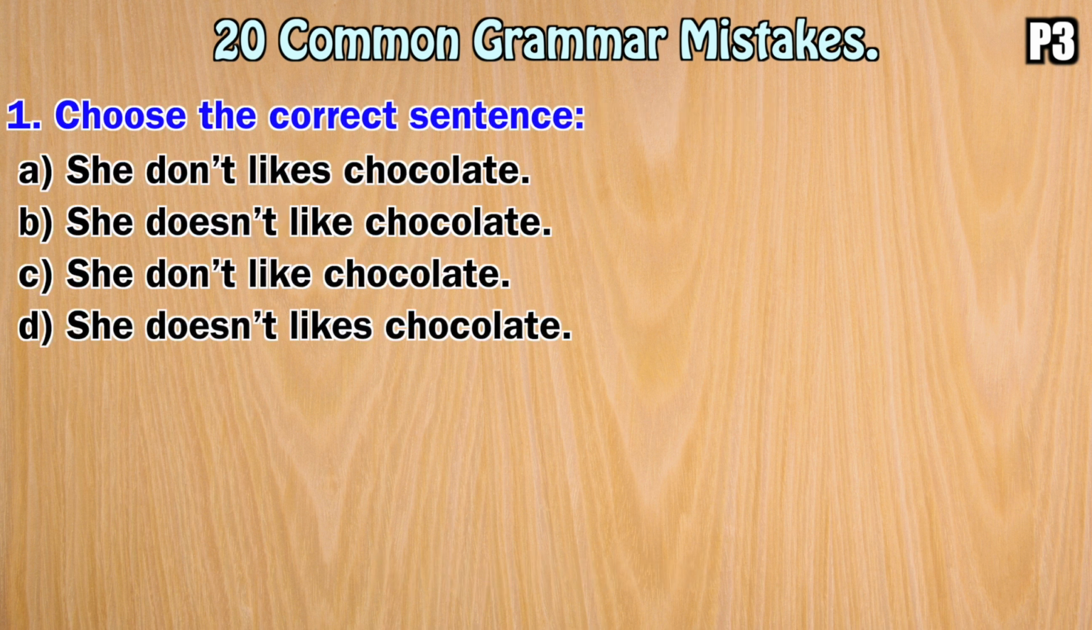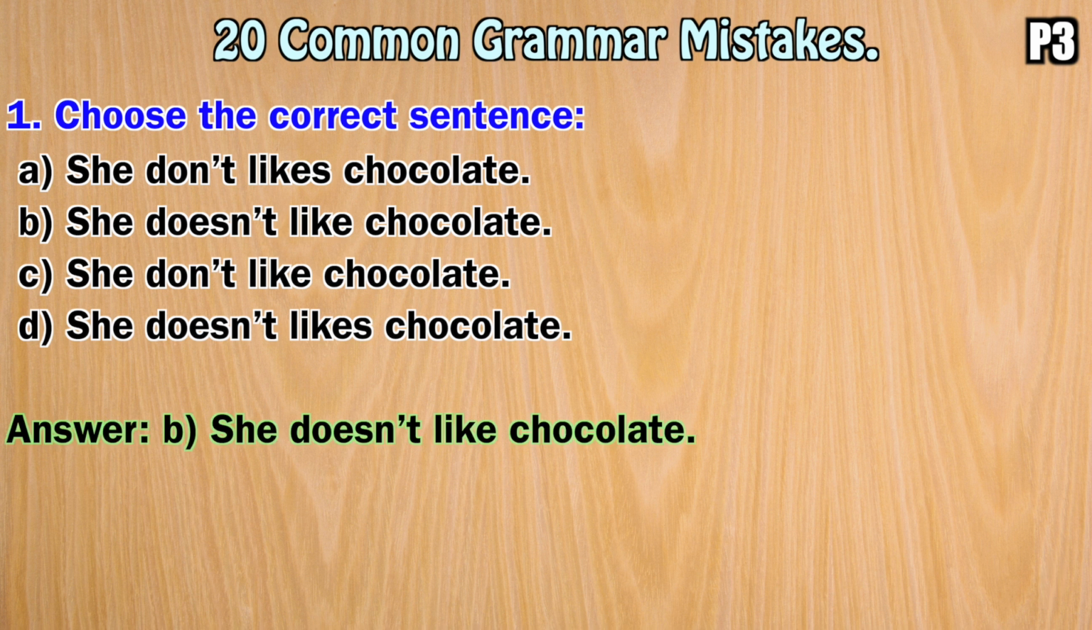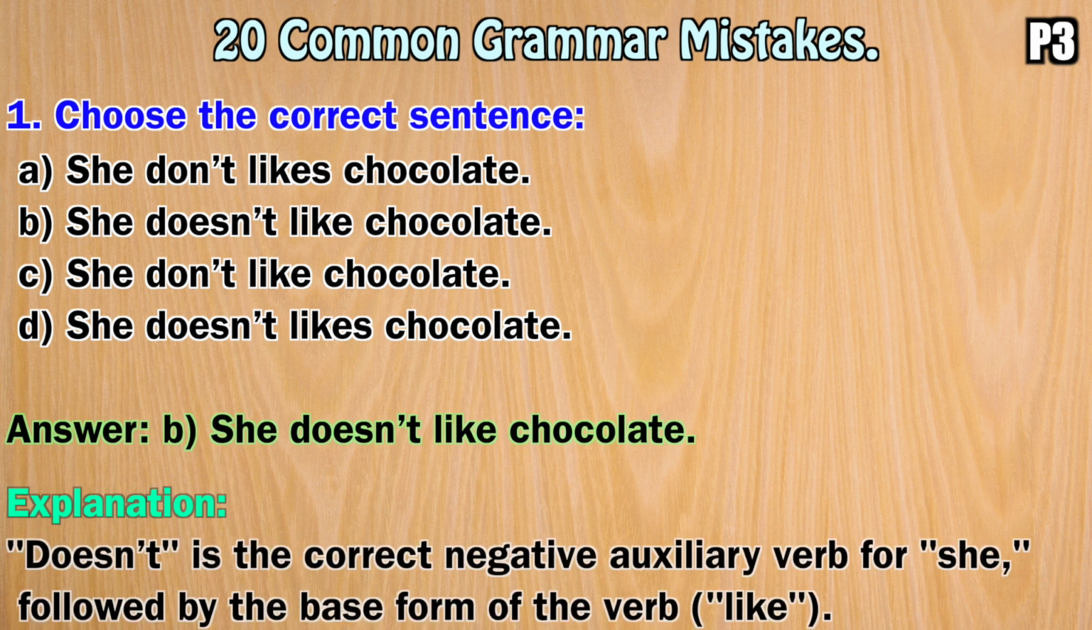A. She don't likes chocolate. B. She doesn't like chocolate. C. She don't like chocolate. D. She doesn't likes chocolate. Answer. B. She doesn't like chocolate. Explanation. Doesn't is the correct negative auxiliary verb for she, followed by the base form of the verb, like.